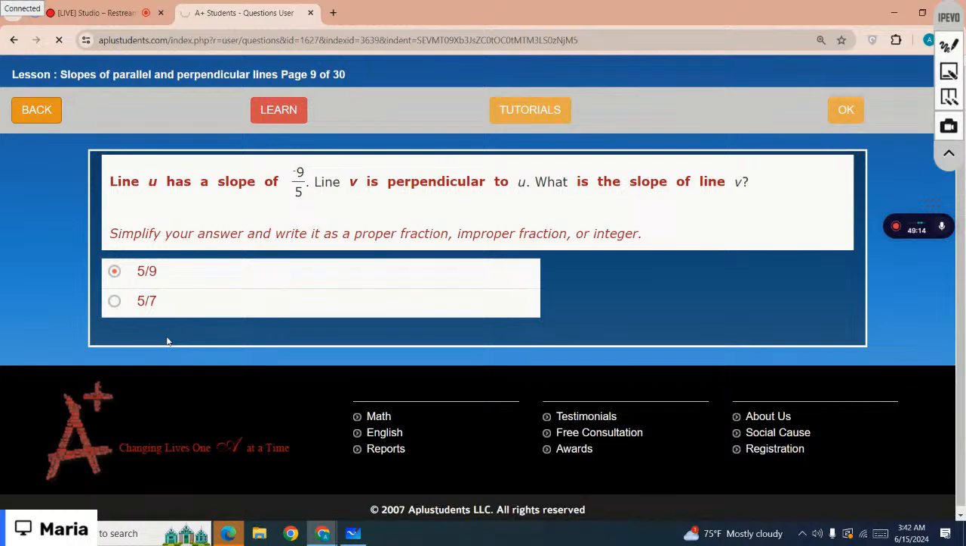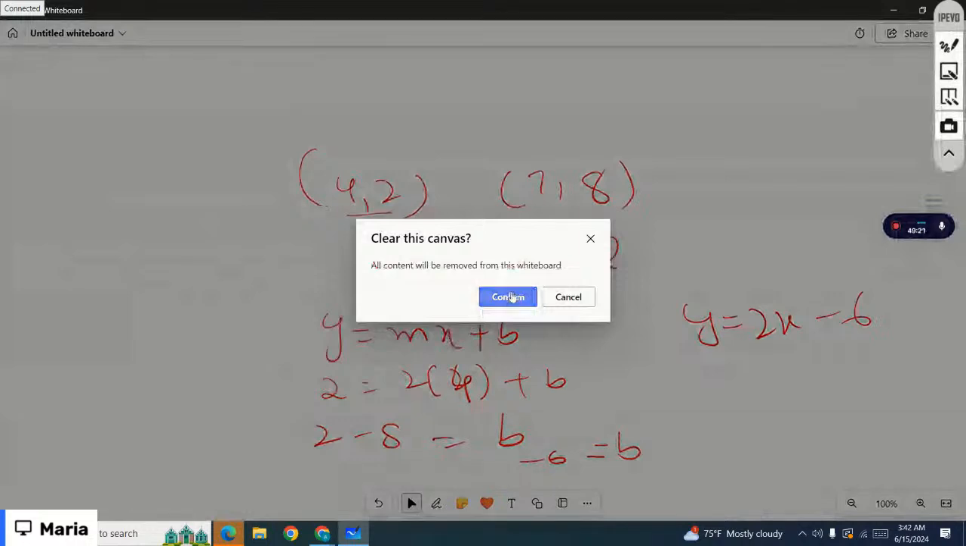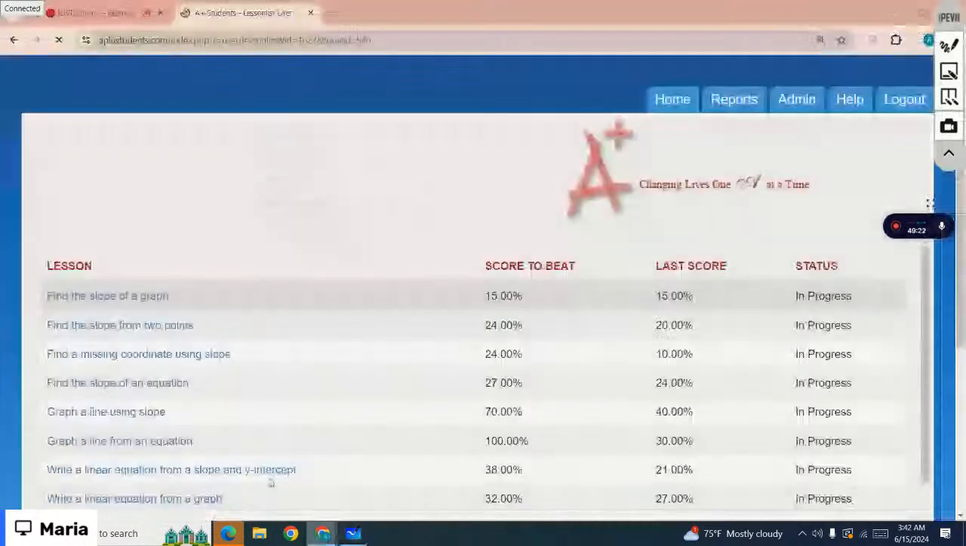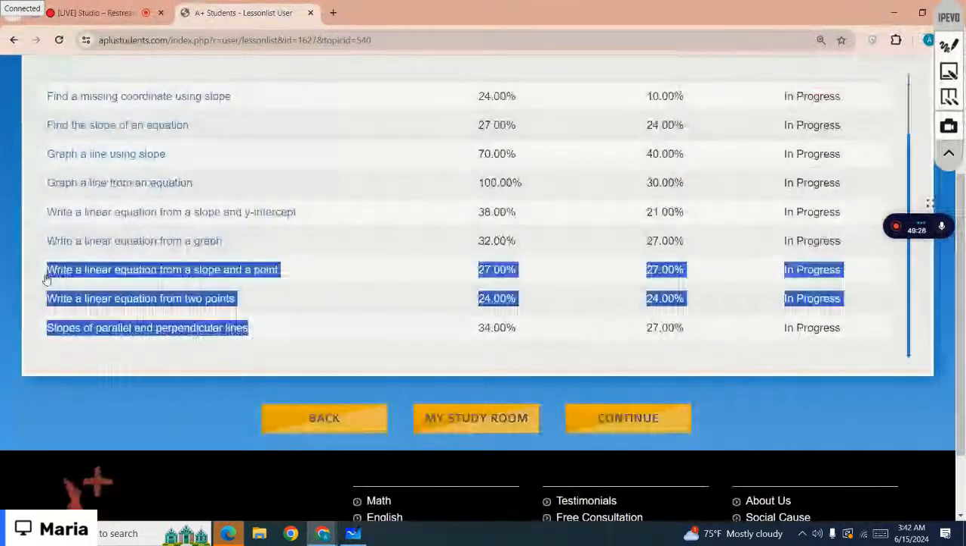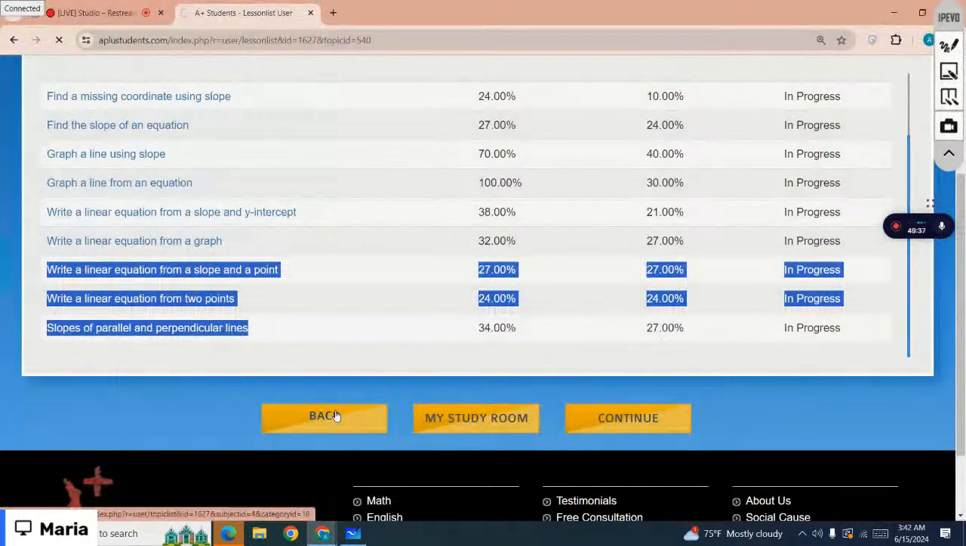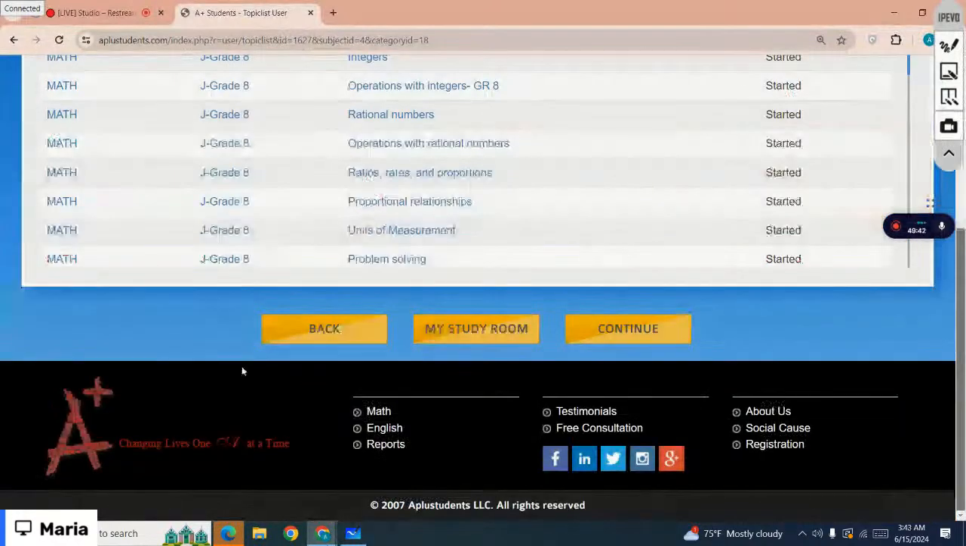So we were working on grade 8 math. The chapter we were working on is linear equations. The lessons we have covered today are write a linear equation from a slope and a point, write a linear equation from 2 points, and slopes of parallel and perpendicular lines. So please make sure before the next session you complete all the practice questions for the lessons we did today. That is your homework until next session, right?